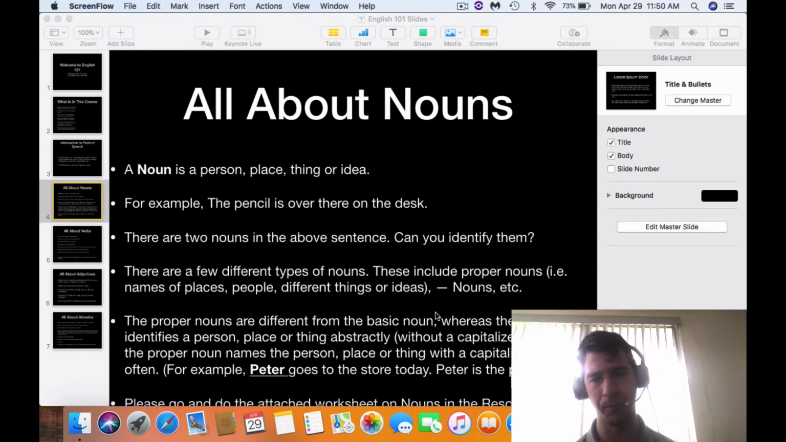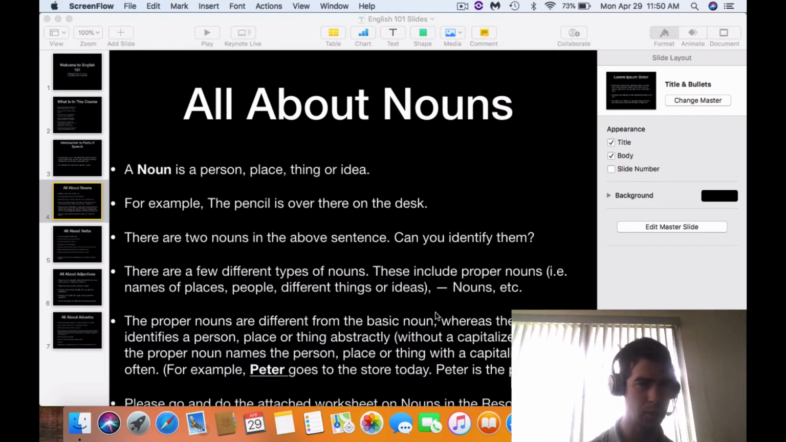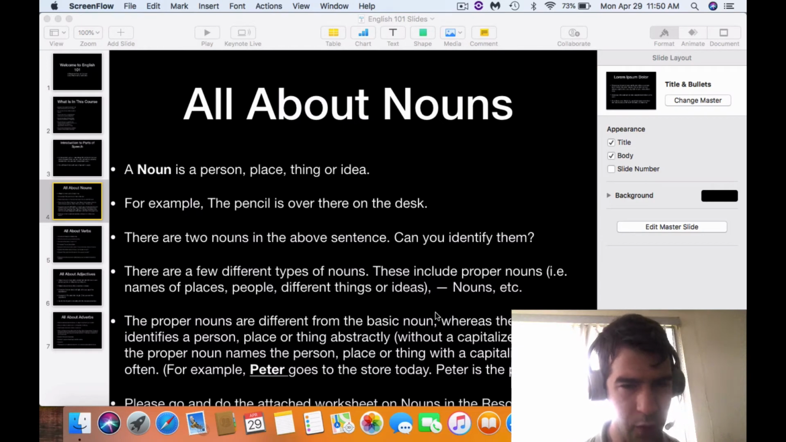For example, the pencil is over there on the desk. There are two nouns in the above sentence. Can you identify them? What are the two objects? Person, place, thing, or idea. If you've answered pencil and desk, you're right.